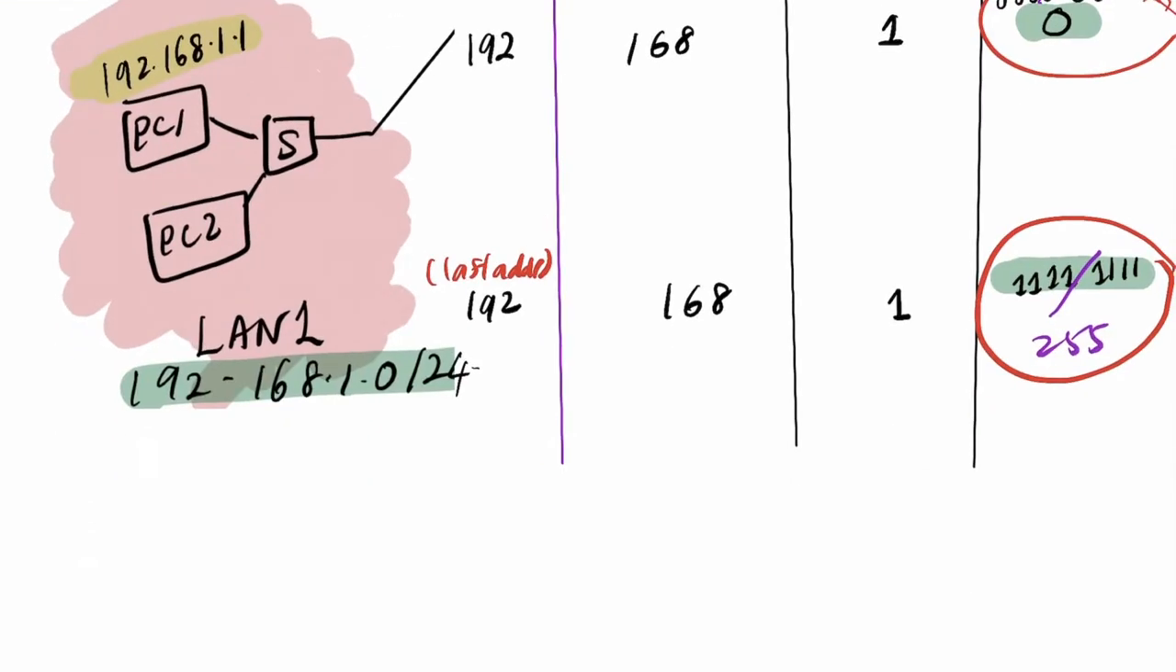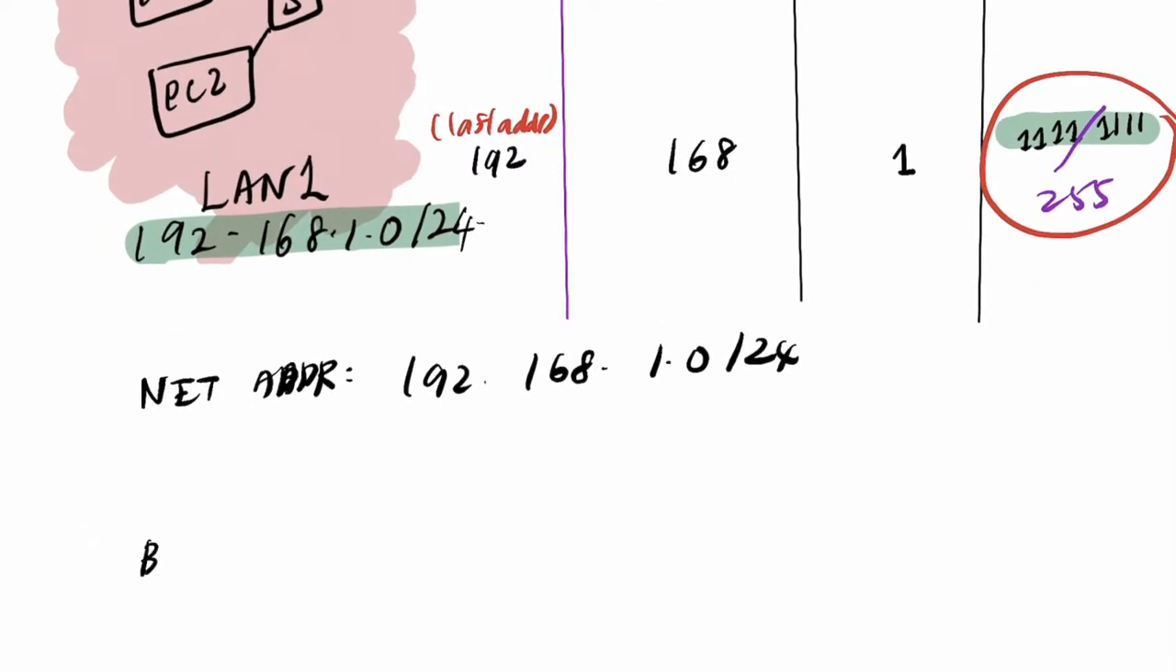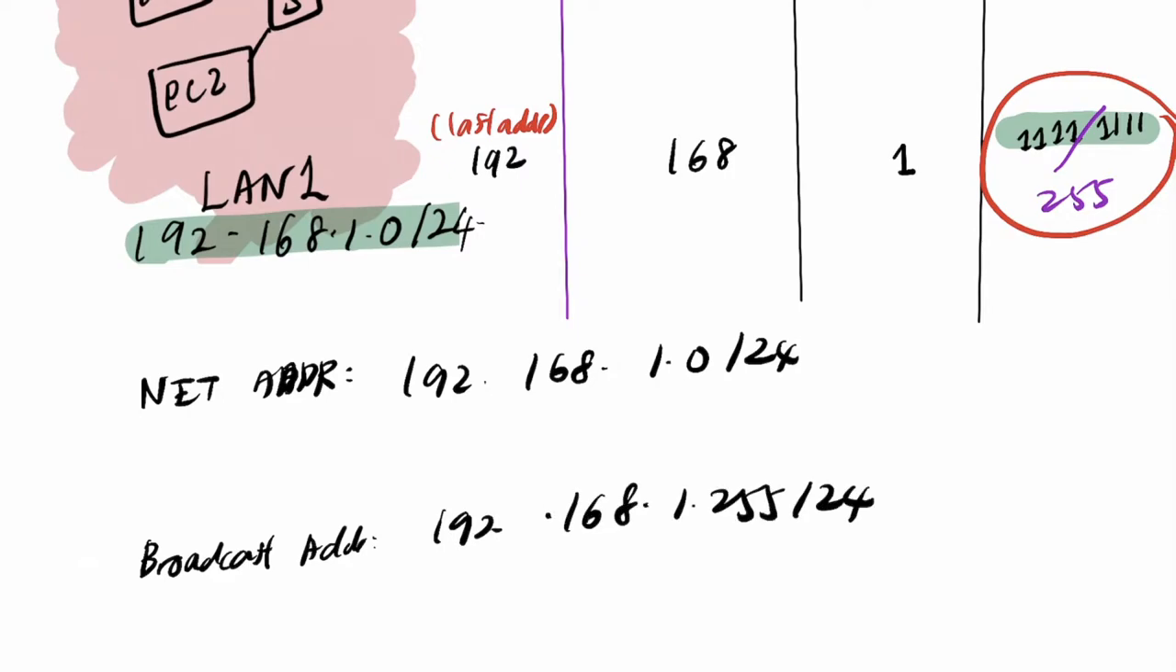Okay, so if I want to write this properly, I can write this as: network address is 192.168.1.0/24. The broadcast address is 192.168.1.255/24.